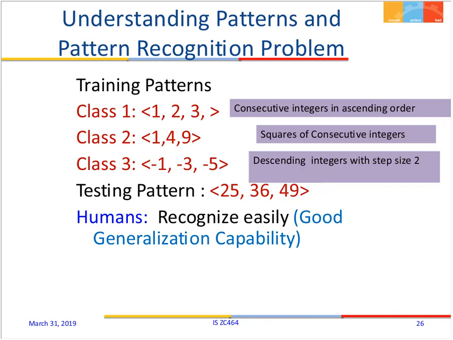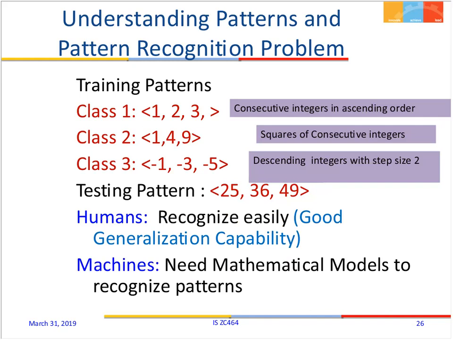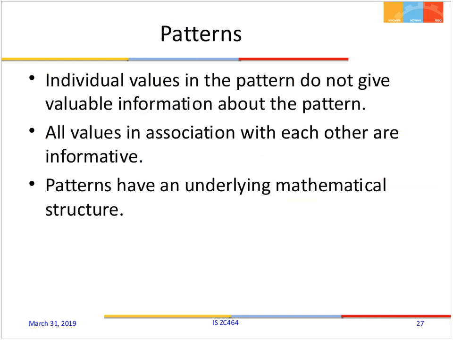Humans recognize easily because they have good generalization ability, right? So there is always an effort in the machine learning community to make the system with large generalization abilities. Machines need mathematical models to recognize patterns. You have understood the patterns. The individual values in the pattern do not give valuable information about the pattern. All values in association with each other are informative, and patterns have an underlying mathematical structure.